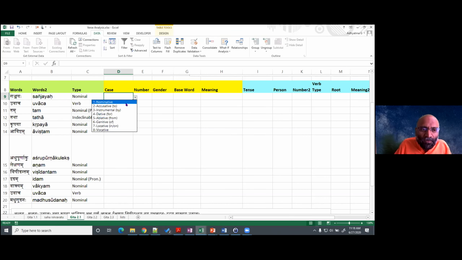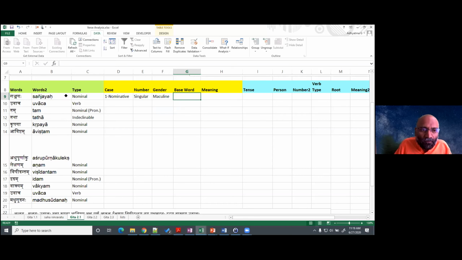So this is a nominative, Sanjaya, because it represents a name and it's a singular. So number is singular, dual, plural. Sanskrit has 3 numbers. So this is a nominative singular. Nominative means the subject. He is the subject of the sentence, the grammatical subject. Like in 'he goes' or 'Sanjaya spoke', Sanjaya becomes the subject. Gender, it's a masculine gender.